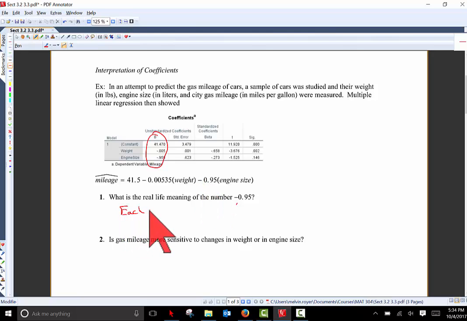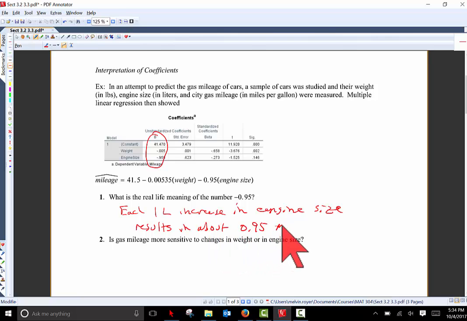We can say each 1 liter increase in engine size. So how does that change mileage? So we assume that weight is fixed, and then because the coefficient is negative, the mileage is going down. That should make sense. A bigger, more powerful engine will get lower mileage. And the number 0.95 tells me that 1 liter increase in engine size results in about 0.95 miles per gallon decrease in mileage.